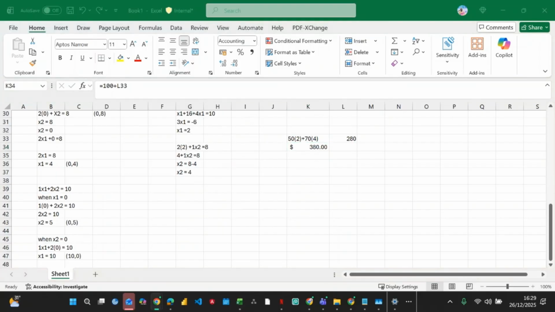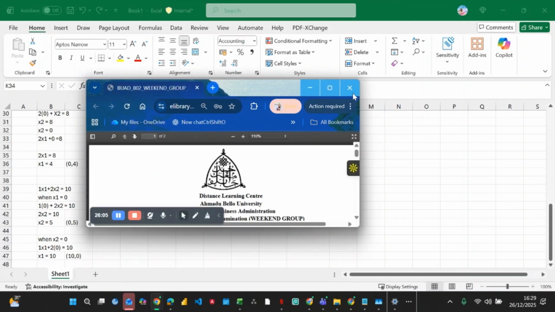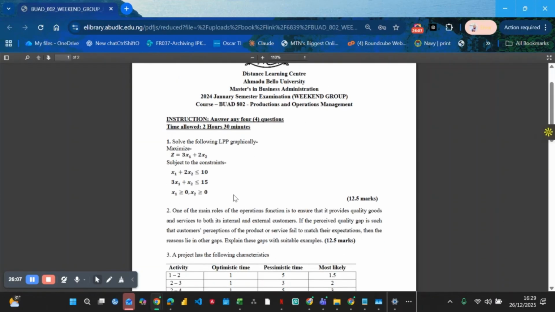So that was that particular question. We solved it and I think we are good. I have one other question here with this simple explanation. This is another past question paper that I've been looking at for a while now. Can you see my screen? This is another past question paper, right? So now this one here, they're already giving us the problem.